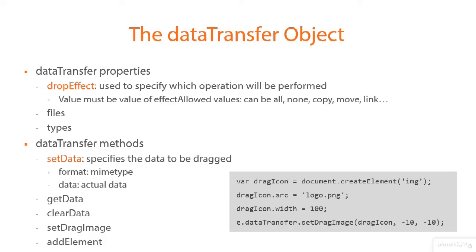The set drag image method can be used to set another image to be shown during the drag, and you see that here in the sample code. The add element finally is used to specify the drag source, which defaults to the element being dragged.